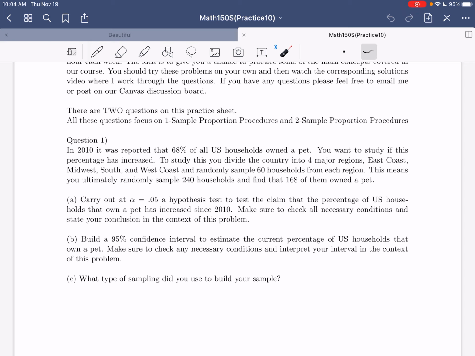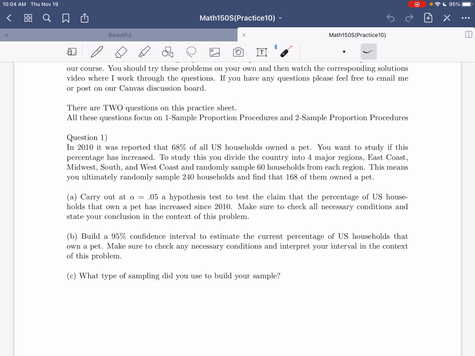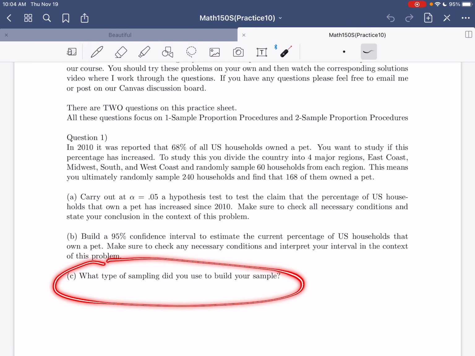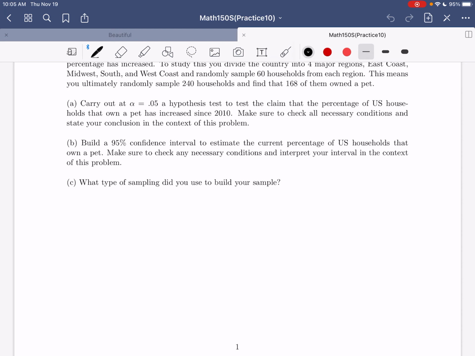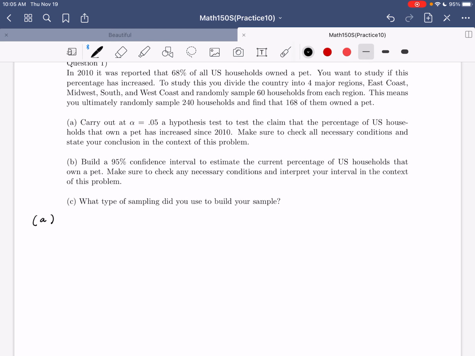Then in part B, we're going to build a 95% confidence interval to estimate the current percentage of U.S. households that own a pet. And again, we'll check the conditions and make sure to interpret it. And then at the end here for C, we're just going to do a little bit of review way back to the beginning of our class about sampling techniques. We're just going to remind ourselves what type of sampling was used here to actually construct that sample. All right, so with that in mind, let's go ahead and start thinking about how we're going to set up that part A here. So for part A, we want to carry out this hypothesis test.